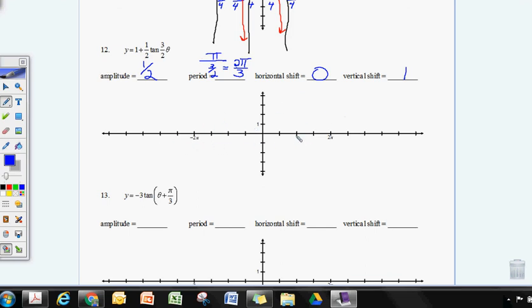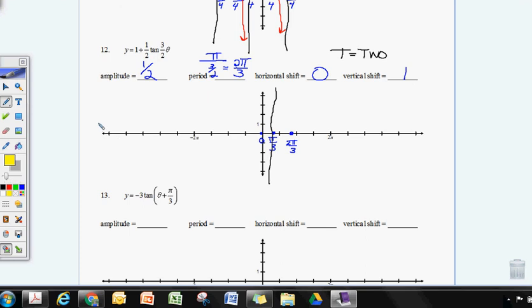So I'm starting at 0, and at 2 pi over 3 would be my endpoint, and halfway would be a pi over 3. So 0, pi over 3, 2 pi over 3, those are the points. It's a tangent wave. Tangent starts with t. That means that I need 2 pieces to make a wave. That means that the asymptote would come in the middle here, so I can draw my tangent wave.